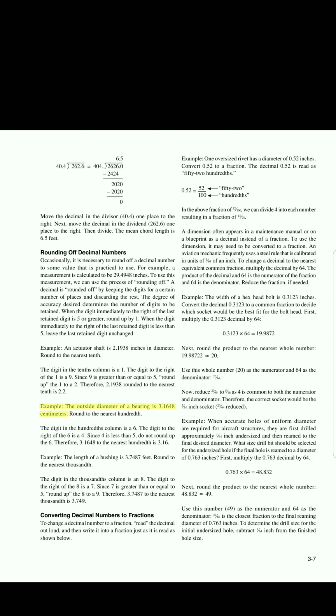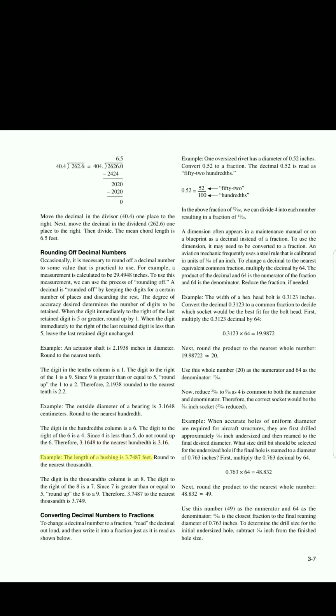Example. The outside diameter of a bearing is 3.1648 centimeters. Round to the nearest hundredth. The digit in the hundredths column is a 6. The digit to the right of the 6 is a 4. Since 4 is less than 5, do not round up the 6. Therefore, 3.1648 to the nearest hundredth is 3.16.